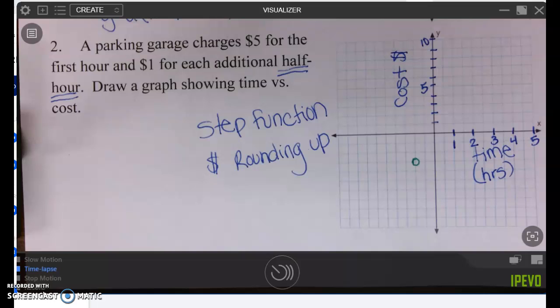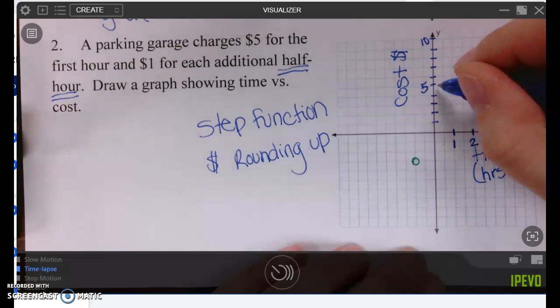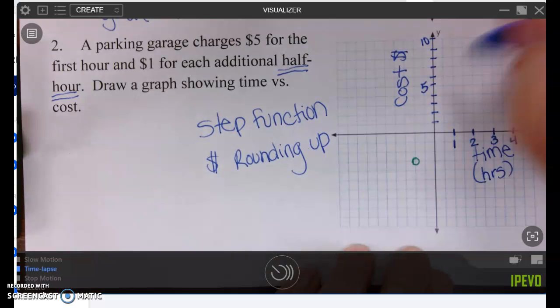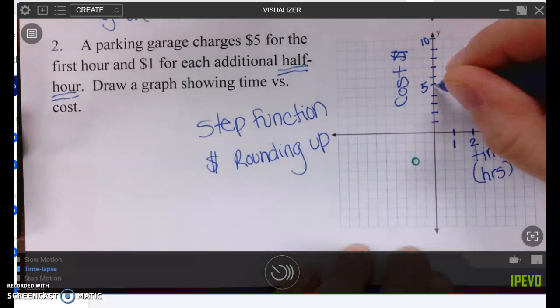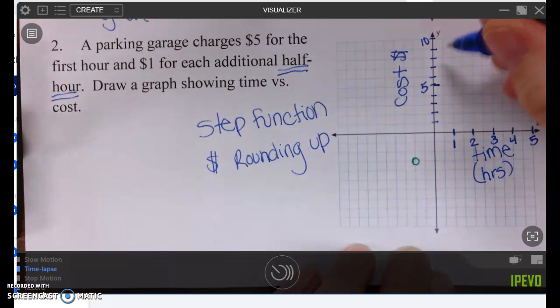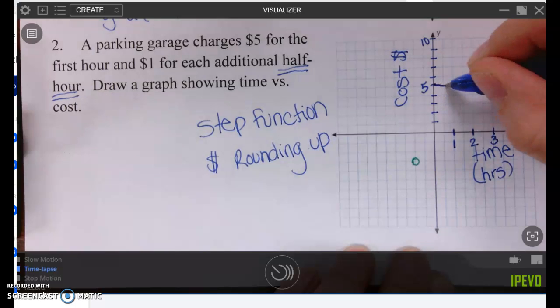And on my y-axis, I have my money. So as soon as you pull in the garage, it's going to be $5. So we're starting at 5. And for the first hour, you're going to be charged $5. So up until the first hour, even if you're in there just for a minute, this would be like just a minute, the little bit I have drawn. We're going to go all the way over to 1 hour.